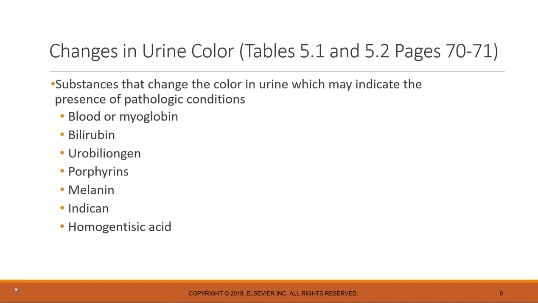Urobilinogen is normally a colorless constituent of urine, but due to oxidation, urobilin may change from orange to brown. And this is due to, again, either improper storage or standing. Porphyrins are colorless substances which are a solute found in the urine of patients with abnormal porphyrin metabolism. Porphobilin oxidation of porphobilinogen imparts a pink color to the urine. Melanin, indican, and homogentisic acid are also substances that may indicate a pathologic condition.